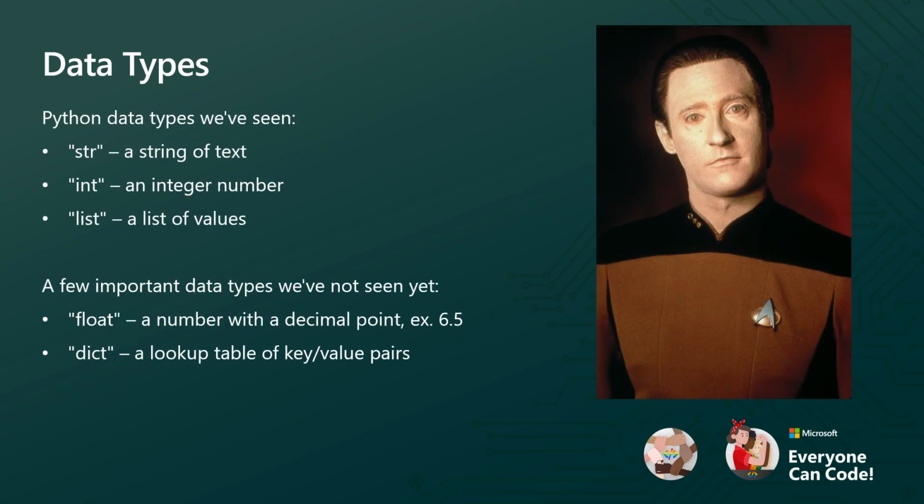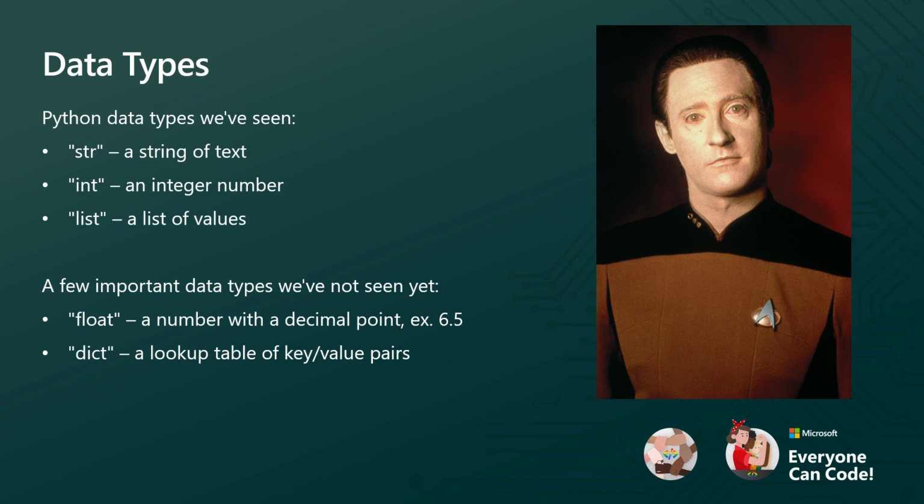So we don't really need to say what data types things are when we create them. Python can figure it out by itself. Now, here's some important types that we've seen. We've seen str for a string of text. We've seen int for an integer number. And we've seen list. A list can be a list of values.